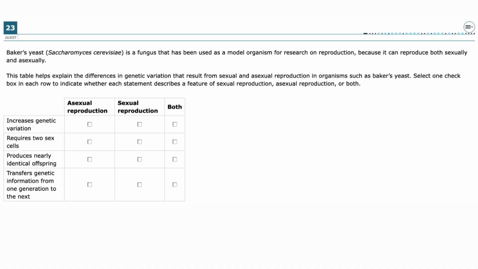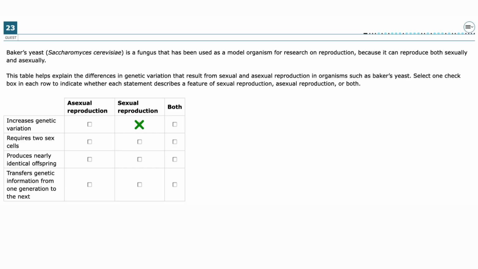This question is asking you to compare asexual and sexual reproduction, using baker's yeast as an example. Each row describes a different characteristic, and you need to decide which type of reproduction it applies to: asexual, sexual, or both. Here's an explanation of each row. The first one says, increases genetic variation. The correct answer is sexual reproduction.